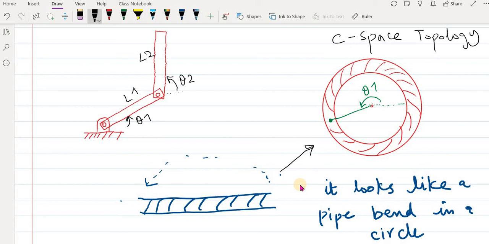Okay, and any point P on the circle, represent the point here, point P here and point P here. And this theta 1 is the angle of the first link, and theta 2, if you draw theta 2, is the angle from here to this point. Okay, so as your link rotates more, as this angle increases, this point will move on the other side of the surface of the torus. So we can call it torus.